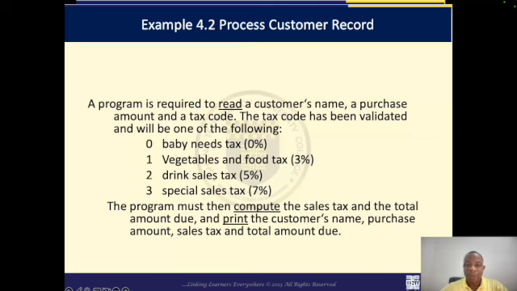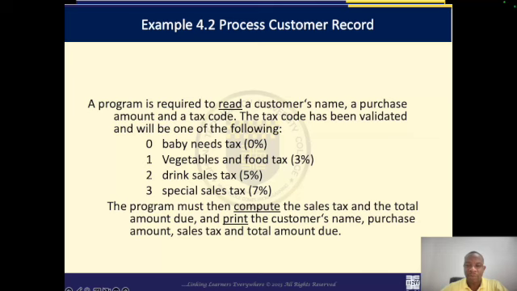In this example, we are being asked to write a program that will require us to read a customer's name, purchase amount, and a tax code. The tax code has been validated and will be one of the following. If it is 0, then it's a baby need, so we don't tax it. If it is 1, then it's vegetable and food. We put 3% tax on it.